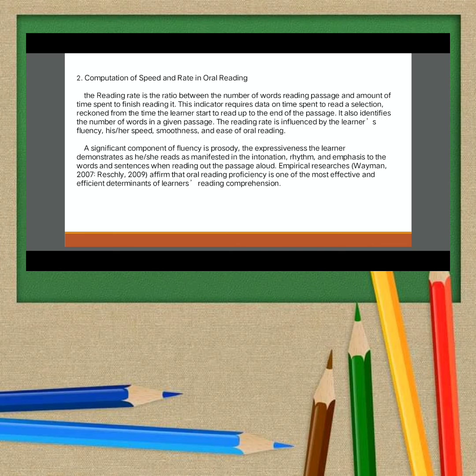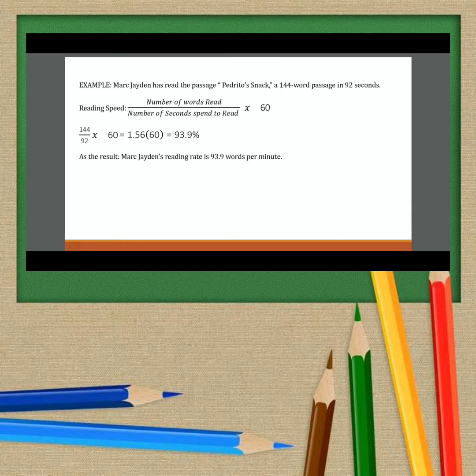The reading rate is influenced by the learner's fluency, his or her speed, smoothness, and ease of oral reading. A significant component of fluency is prosody, the expressiveness the learner demonstrates as she or he reads, as manifested in the intonation, rhythm, and emphasis given to the words and phrases when reading out the passage aloud. Empirical research affirms that oral reading proficiency is one of the most effective and efficient determinants of learners' reading comprehension.